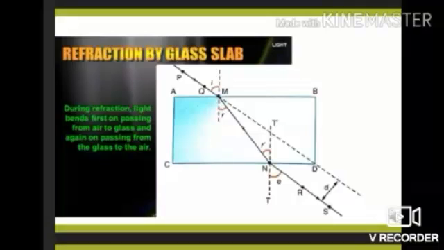The angle R dash and angle E are similarly the angle of incidence and angle of refraction respectively at the face CD of the glass slab. It turns out angle E is equal to the angle of incidence.